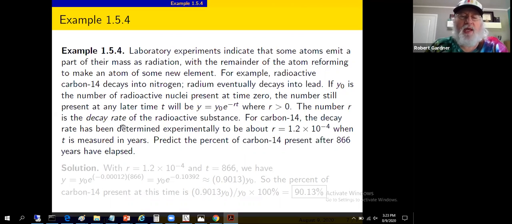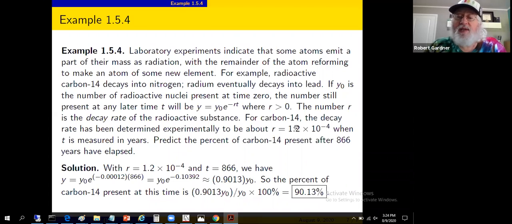The number r is called the decay rate of the radioactive substance. It plays a role similar to the role of k in that previous example where we had the growth rate of a population. For carbon-14, the decay rate has been determined experimentally to be about r equals 1.2 times 10 to the negative 4 when t is measured in years. Predict the percent of carbon-14 present after 866 years have elapsed. That is, percent of the initial amount present after 866 years have elapsed.